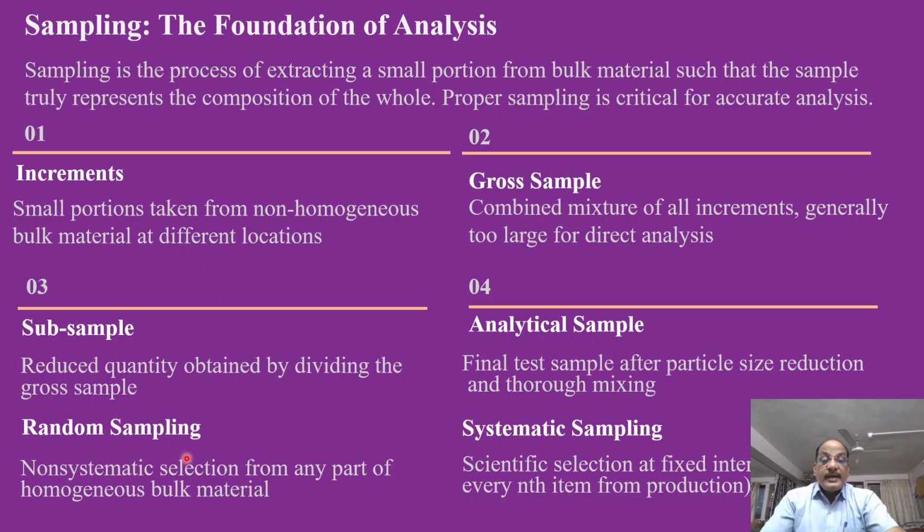One more is random sampling. It is non-systematic selection from a part of homogeneous bulk material. Here we can collect the sample from any part of the bulk material; there is no systematic way to collect the sample. That's why it is known as random sampling. And in systematic sampling, scientific selection at a fixed interval is taken.